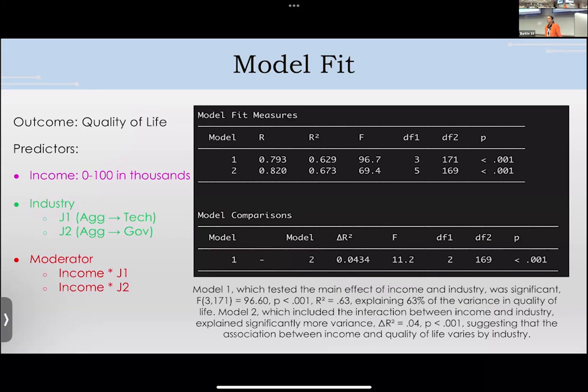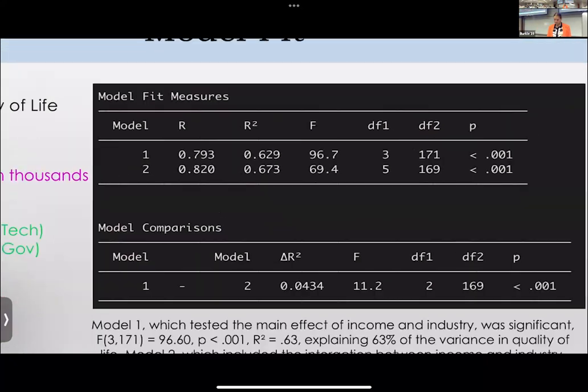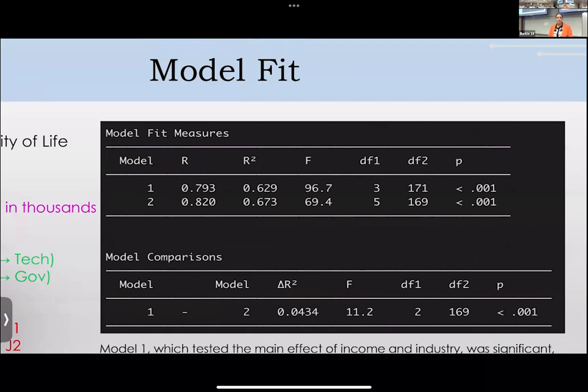All right, so model fit looks exactly the same. Here I ran 2 models. What's in my first one? Main effects. What's in my second one? Main effects and the interaction, right? So we've got model 1, 79% of the variance in quality of life explained. Model 2, 82% of the variance. Change is an additional 4%. That change is significantly more.